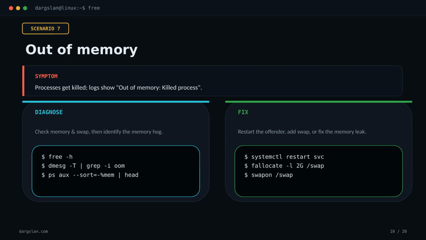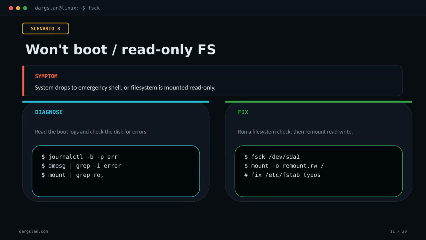Restart the offender with systemctl restart if it's a leak you can't patch right now, or buy yourself headroom by carving out a swap file with fallocate and bringing it online with swapon. Scenario 8: the machine won't boot, or it comes up with the root file system stuck read-only.